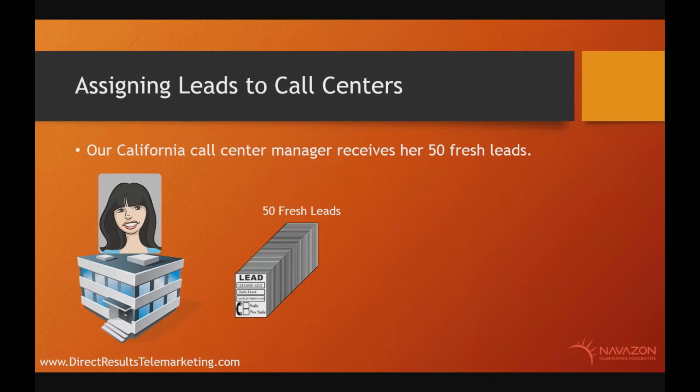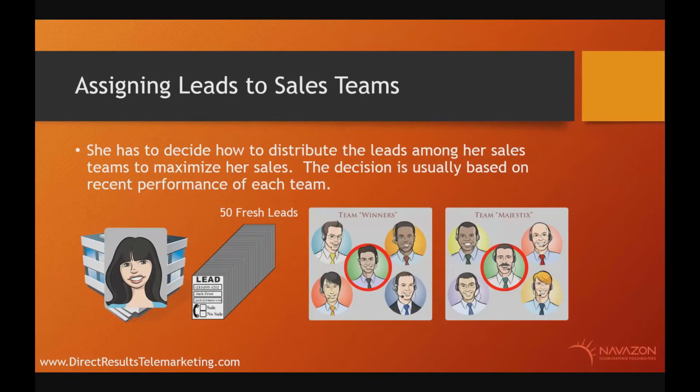In our example, our California call center manager receives her 50 fresh leads. Now she's got to decide how to distribute these leads among her various sales teams to maximize her sales. She is ultimately responsible for the performance of her call center and the dollars that she generates. So she's going to base her decision on the most recent performance of each of her teams. She manages 2 teams. One is called Winners, and the other is called Majestics. She decides to give each team 25 leads.